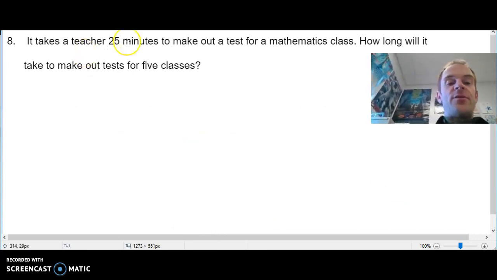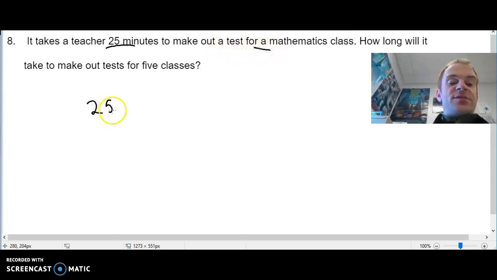Okay, so how would I do that with this one here? Maybe take a second and think about that. But I'm going to pull out what I can here. So I've got 25 minutes. What's the ratio I can write from this first sentence?